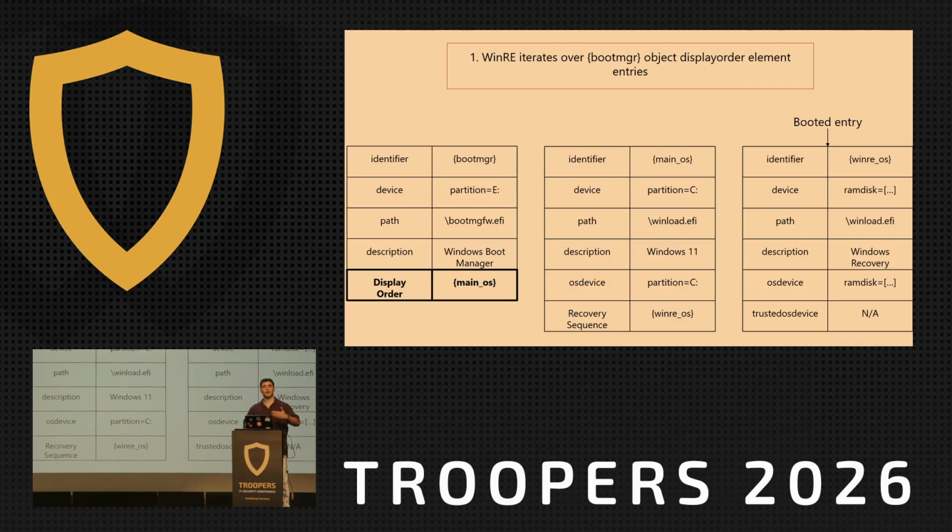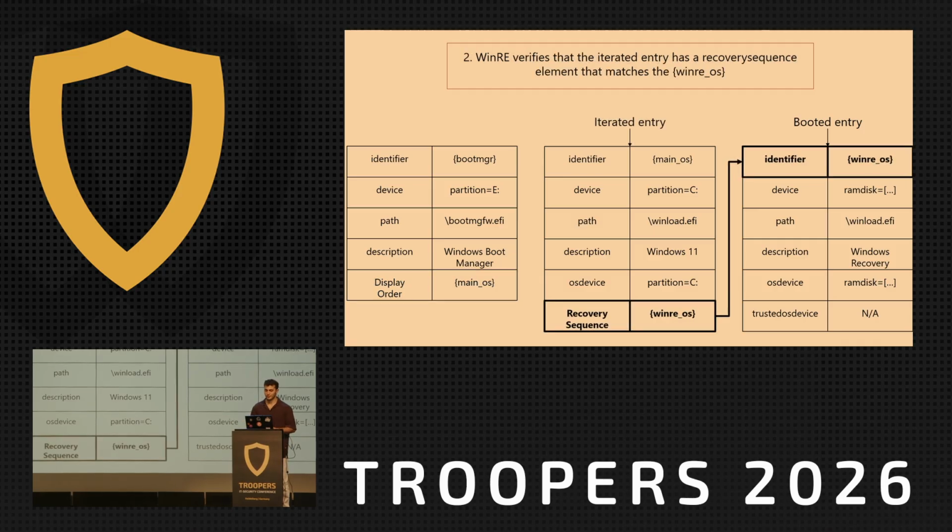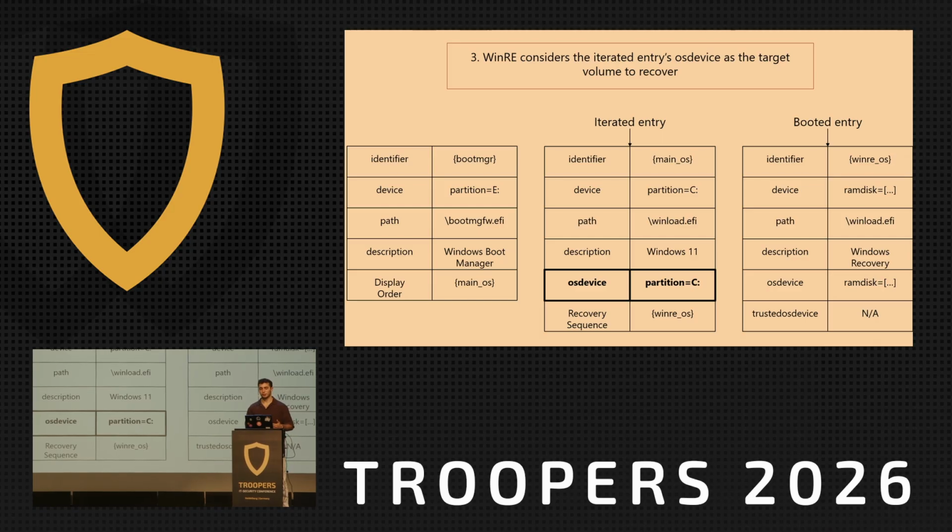Now, in terms of what exactly is being looked for in that store, WinRE first queries the display order, much like the boot, and iterates over the list of entries. In our case, only the main OS is there. It then verifies that the current WinRE OS appears in the iterated entry's recovery sequence. Again, that's a check that was performed during boot as well. But finally, it resolves and recovers the device specified in the OS device entry. In our case, that's the C drive.